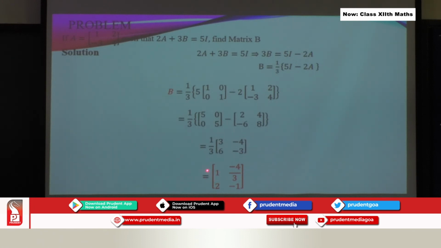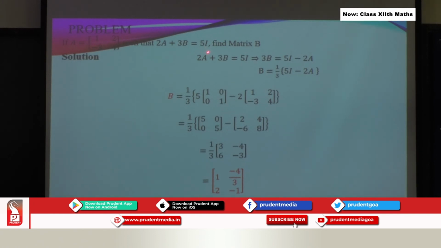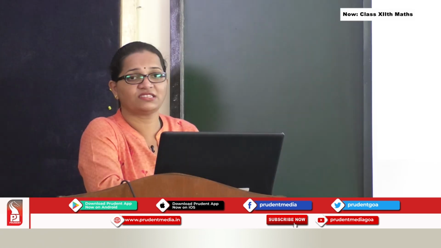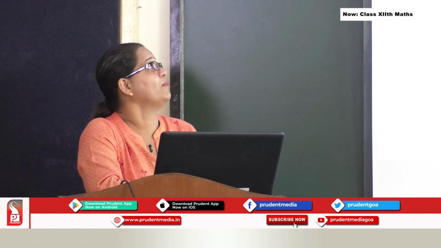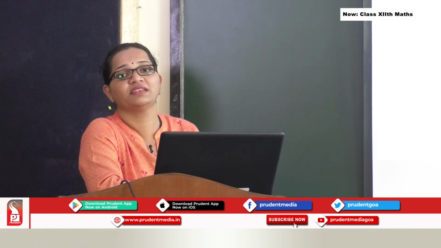So I am getting here as, you see, 1 by 3 into 3, so I get as 1. Minus 4 upon 3, so these are not divisible, so it remains as it is. 6 upon 3, I get it as 2. Minus 3 upon 3, I am getting it as minus 1. So this is how you get the answer. Now what point you need to note down? See, this 5I is a scalar matrix with the diagonal element as 5, which is extra, what we are taking of the same order as our matrix A.